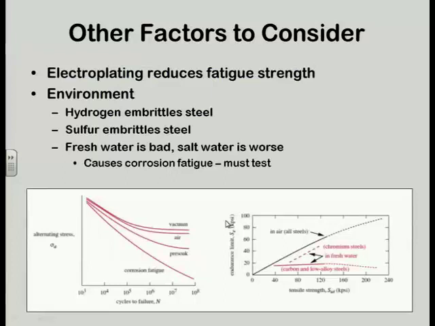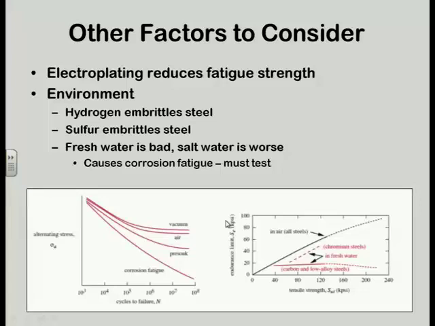Electroplating is a negative in this case, for reasons that aren't fully understood, I don't think. It may have to do with hydrogen embrittlement, because there's hydrogen in the process of plating. And you'd think that plating would be a good thing because it's going to reduce the corrosion. And it will do that, but it has negative effects on the fatigue strength. So it's not recommended that you do chrome plating or other plating in fatigue.